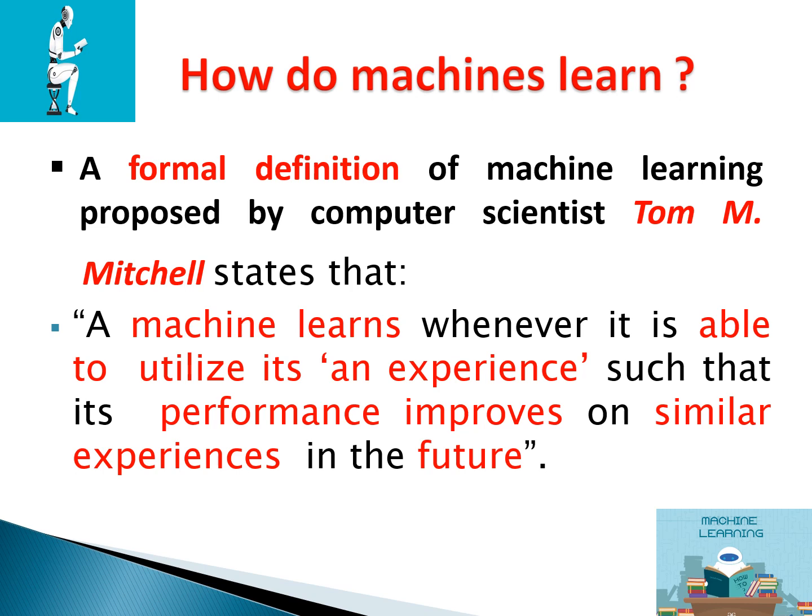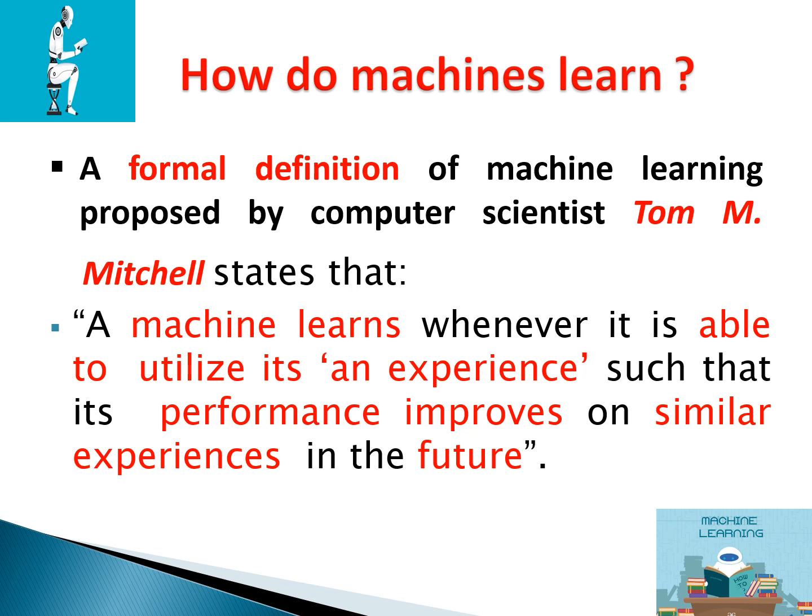Here we have a definition, and this definition is stated by Tom M. Mitchell, a computer scientist who framed the formal definition for machine learning. In his book, Introduction to Machine Learning, Mitchell states that a machine learns whenever it is able to utilize its own experience such that its performance improves on similar experiences in the future.